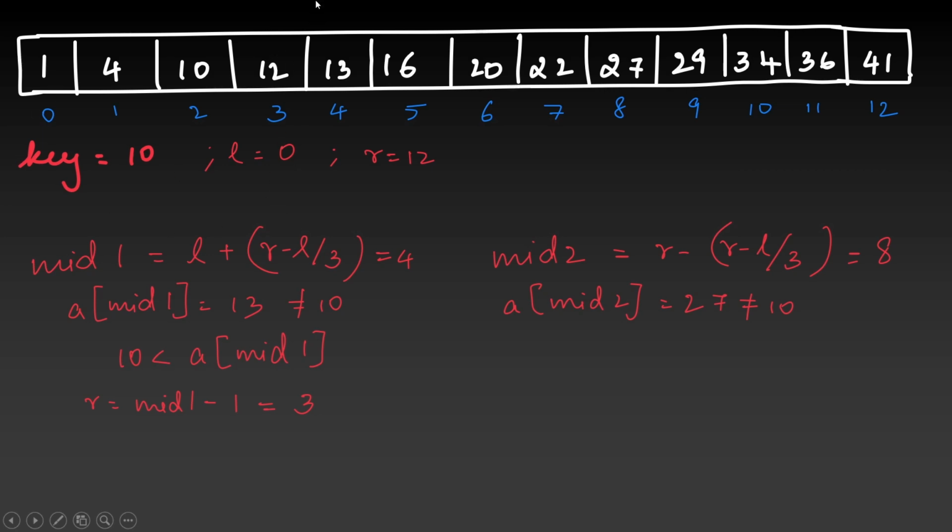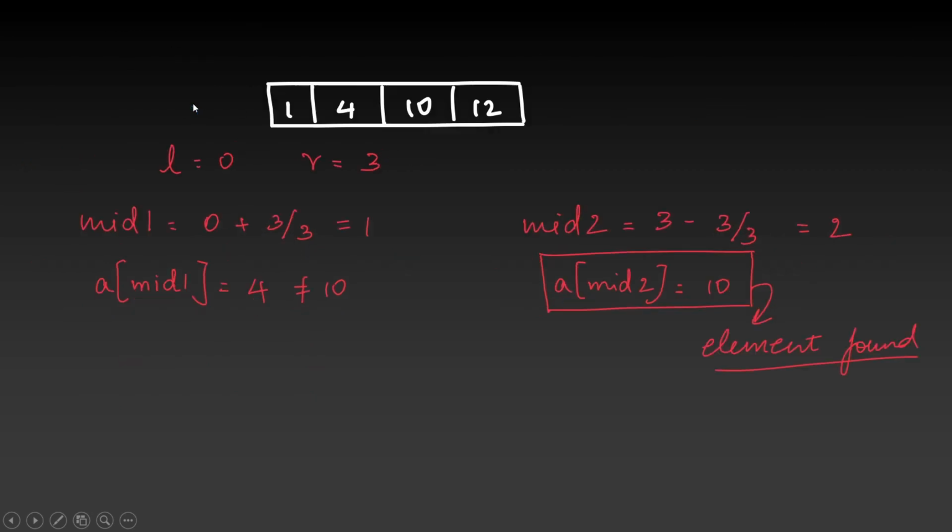So now this is the array we'll be working on. 0 to 3: 1, 4, 10, 12 is the array we'll be working on to find the element 10. So I've taken that array separately here. Now our left is 0 and right is 3. Again, we calculate mid 1, mid 2. We obviously have right greater than left, 3 greater than 0. So we move on and calculate mid 1 and mid 2.